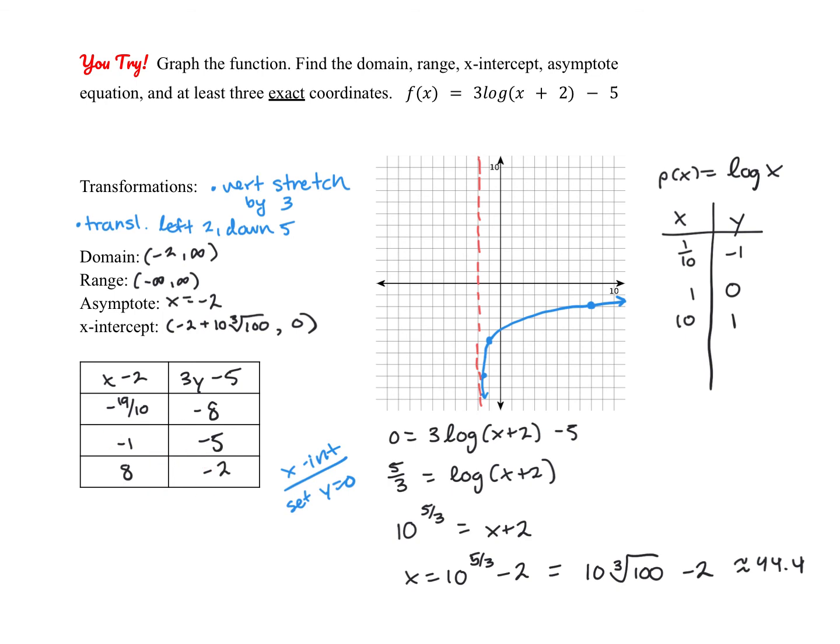And then I think the trickiest part of this one is probably finding that x-intercept. So you set y equal to 0, and then you solve. So you can isolate your logarithm, and then if you rewrite it, you get 10 to the power of 5/3 equals x plus 2. So you could subtract. And then I simplified this to 10 times the cube root of 100, right? Because it would be 10 times the cube root of 10 squared minus 2. So this would be the exact coordinate. And then approximately that's 44.4. So it goes way off our graph, but we're still able to find it.